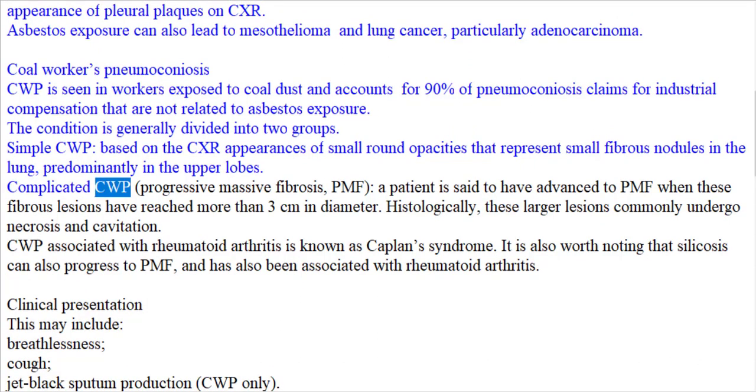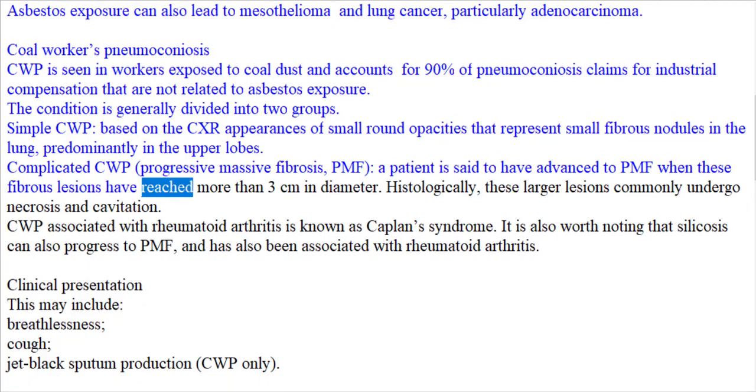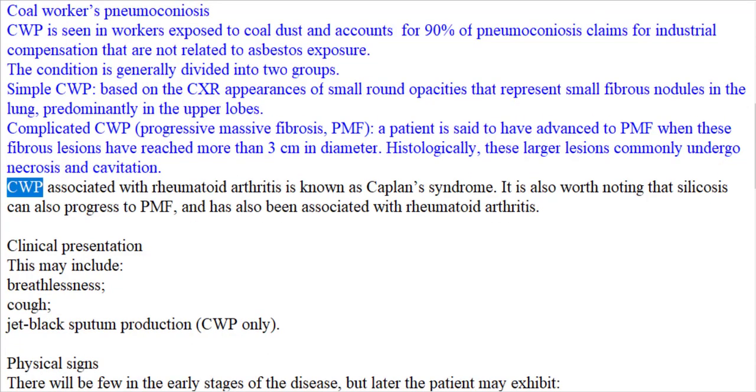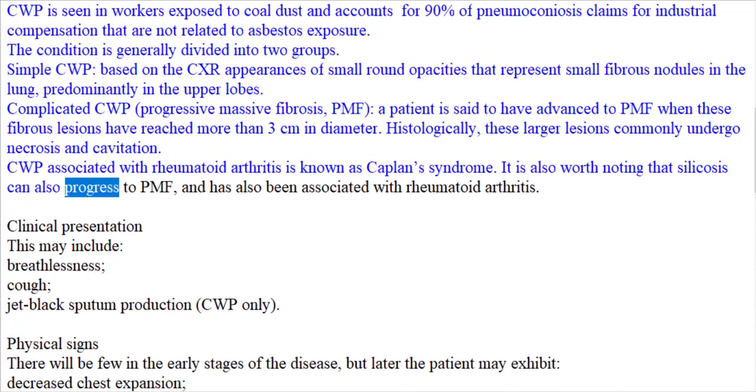Complicated CWP, progressive massive fibrosis, PMF. A patient is said to have advanced to PMF when these fibrous lesions have reached more than 3 cm in diameter. Histologically, these larger lesions commonly undergo necrosis and cavitation. CWP associated with rheumatoid arthritis is known as Kaplan syndrome. It is also worth noting that silicosis can also progress to PMF, and has also been associated with rheumatoid arthritis.